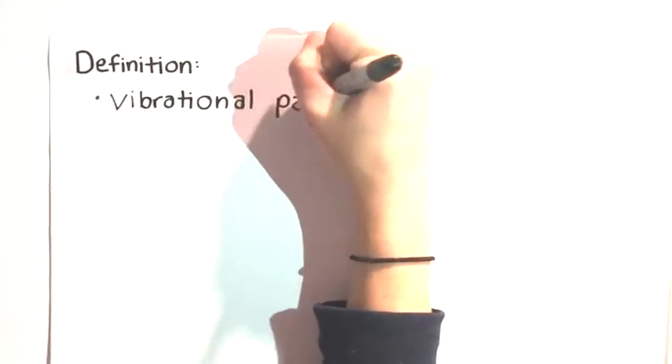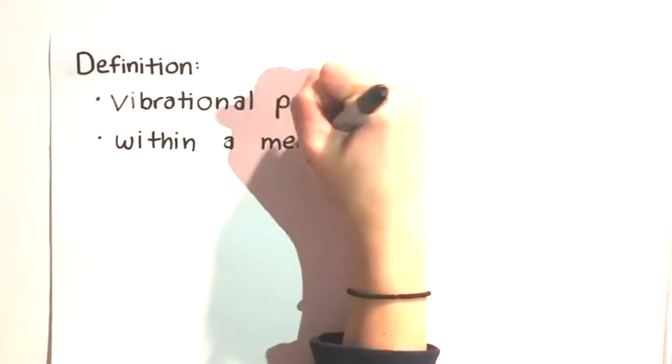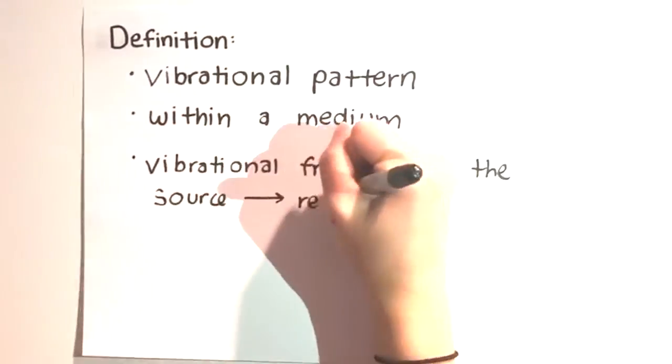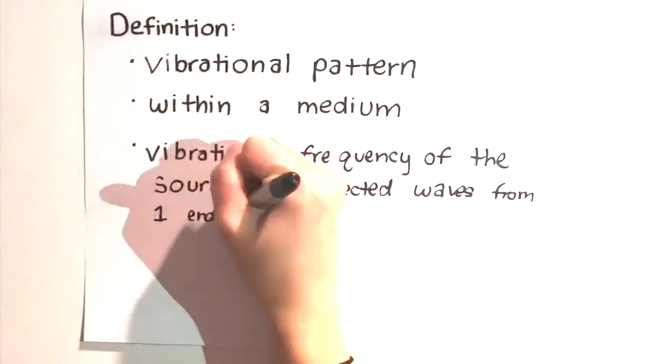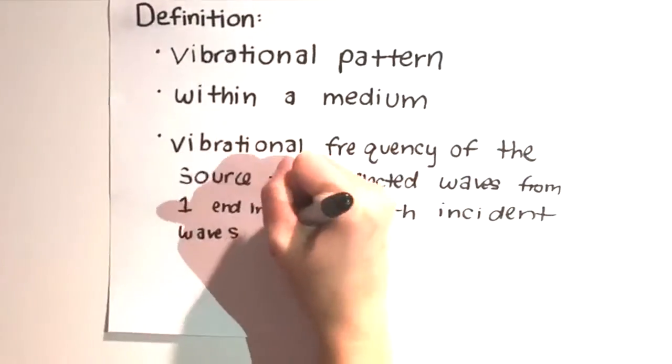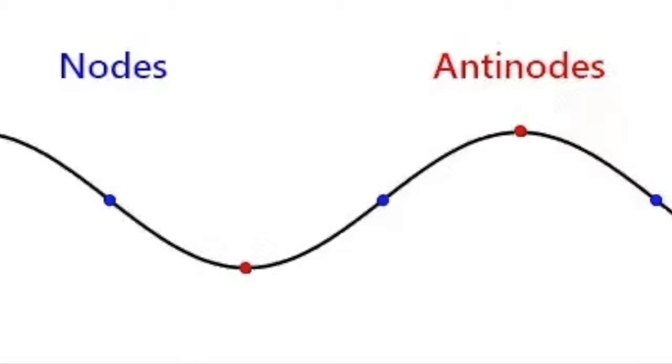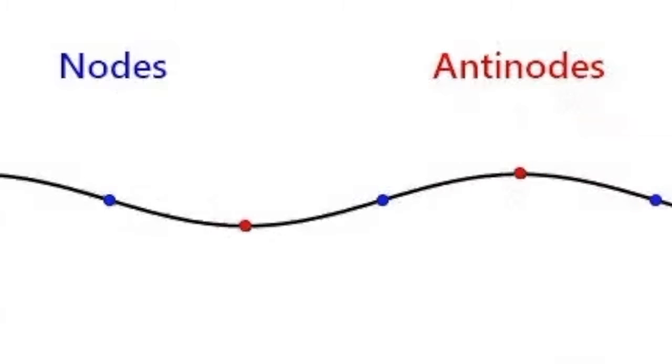A standing wave pattern is a vibrational pattern created within a medium when the vibrational frequency of the source causes reflected waves from one end of the medium to interfere with incident waves from the source. The interference of two waves results in fixed nodes and antinodes.